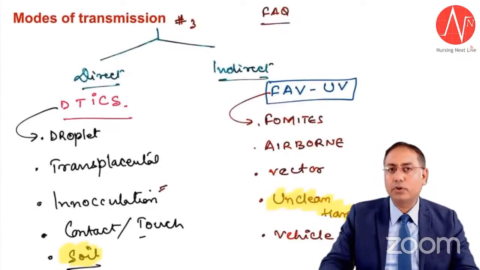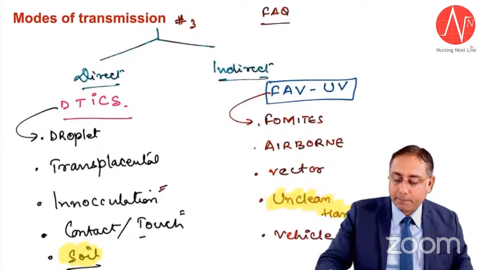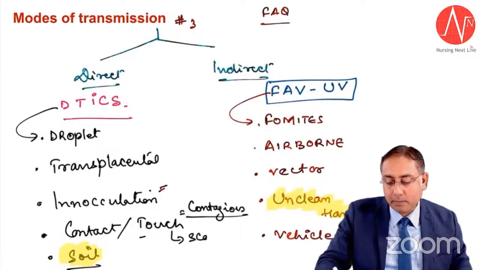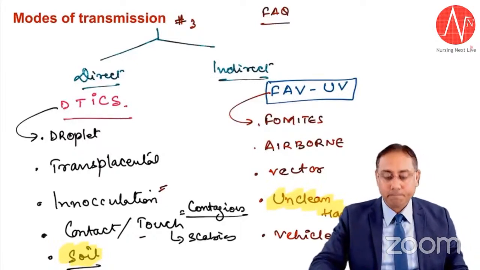What is direct touch or contact? So that is direct by touch. Example would be all contagious diseases. Very typical example of this is scabies. No MCQ as such on this.